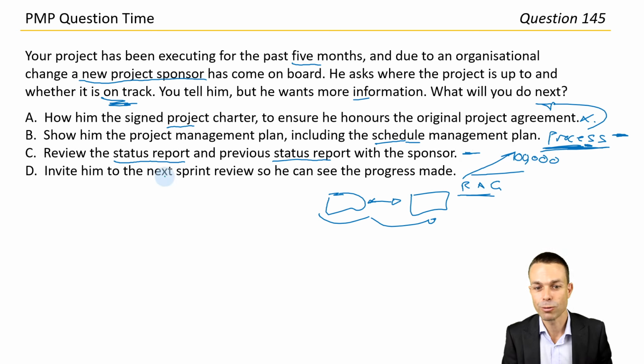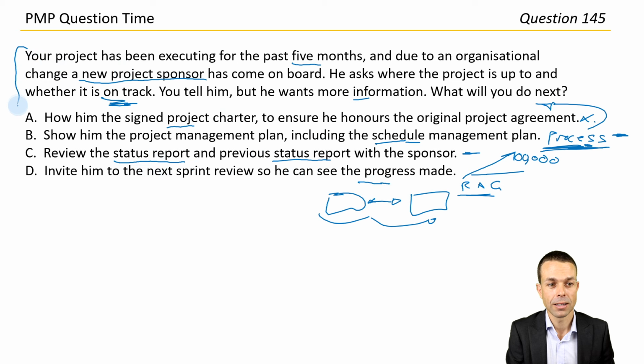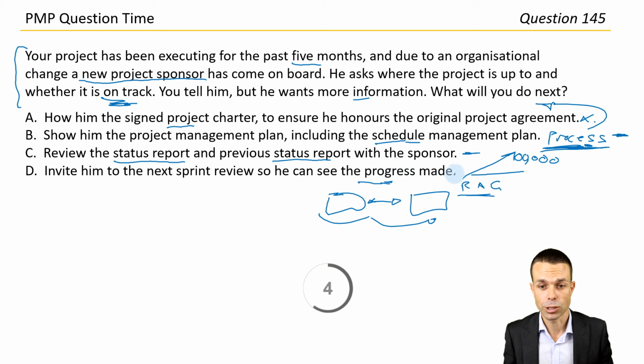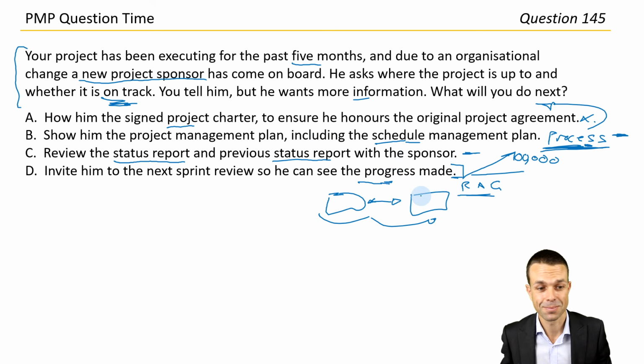Invite him to the next sprint review so he can see the progress made. We don't see an Agile project here specifically, so you know, that's not bad. But I think whether it's on track or not, that will show us a piece of progress, but not all the progress. So let's go with answer C.